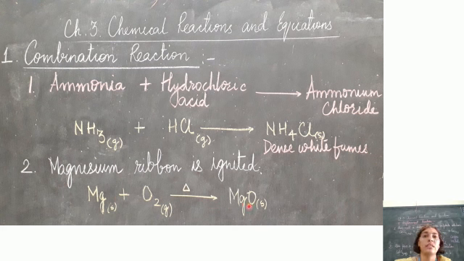So this is called a combination reaction. Here we have two reactants in both the reactions, but there can be more than two also. So when two or more reactants combine and give rise to a single product, it is called a combination reaction. We will balance the second equation in the next slide and see more examples and the definition in the next slide.